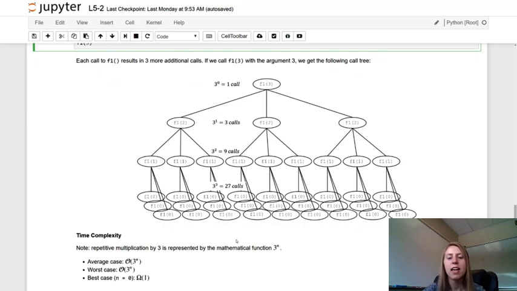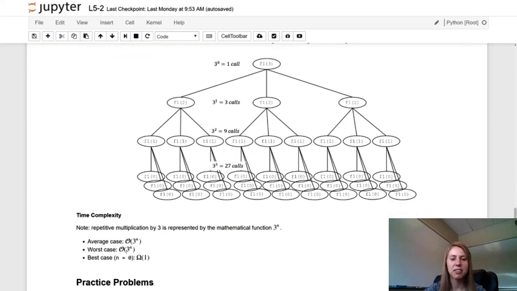and you can see how if we had 3 to the 4, 3 to the 5, etc., we would have the number of calls equal to 3 to the power, and the power represents the level in the call tree. So worst case, average case, 3 to the n, and the best case would be n is 0 and we don't actually recurse at all, and then this would be omega of 1.